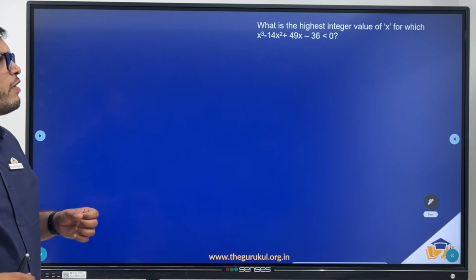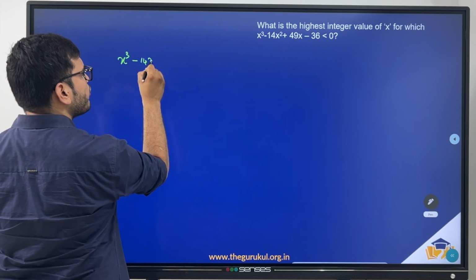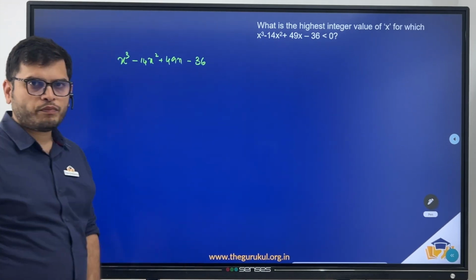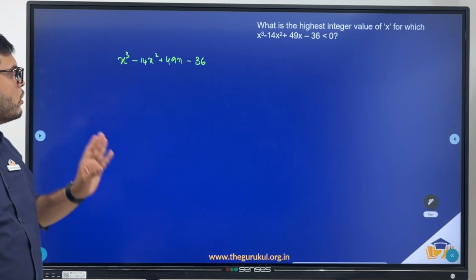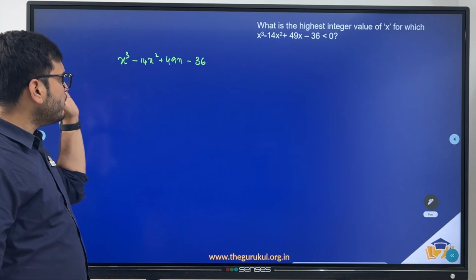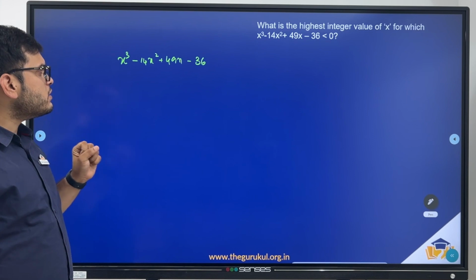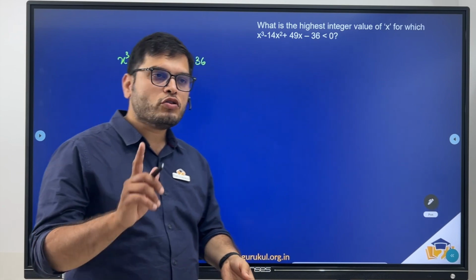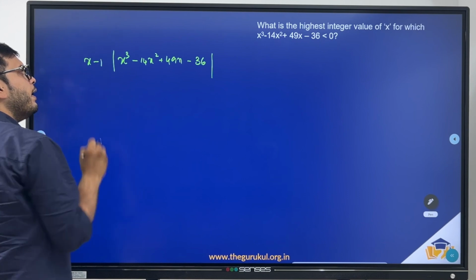What is the highest integer value of x for which x cube minus 14x square plus 49x minus 36 is less than 0? Now let's find the roots of this polynomial. Whenever you come across a polynomial of degree 3 or more, first find the sum of all the coefficients of these terms. So 1 minus 14 is minus 13, minus 13 plus 49 is plus 36, plus 36 minus 36 is 0. So this tells me that 1 is a root. So this should be divisible by x minus 1.